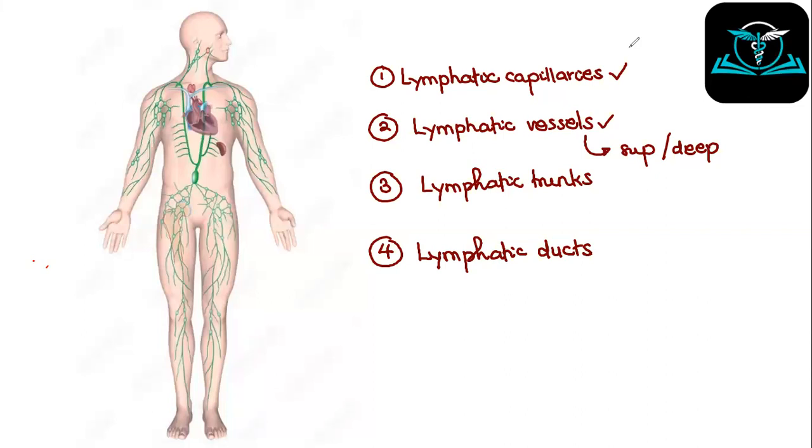Okay. Now kindly note that we will discuss the lymph nodes and their clinical correlation in our second video. This video is just about the general organization of the lymphatic system. And so we've seen what lymphatic capillaries are, we've seen what lymphatic vessels are. And so we move to the third level, that is the lymphatic trunks.